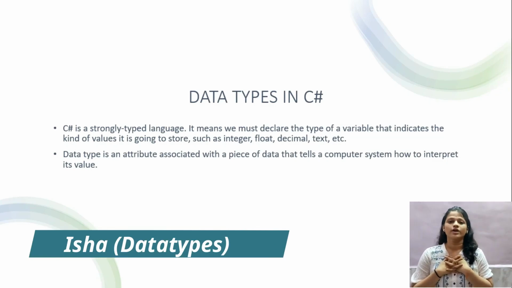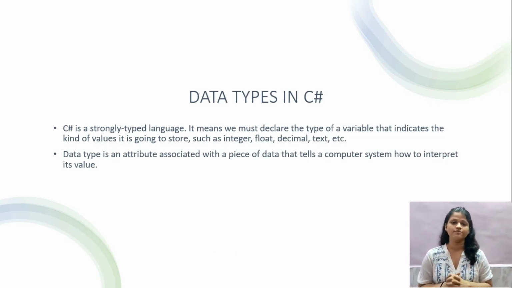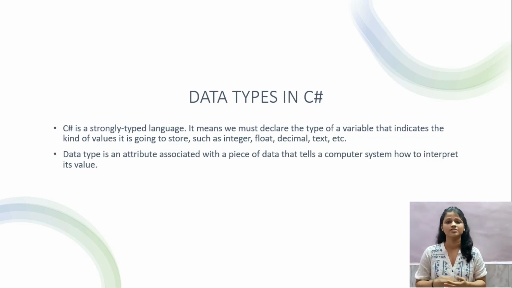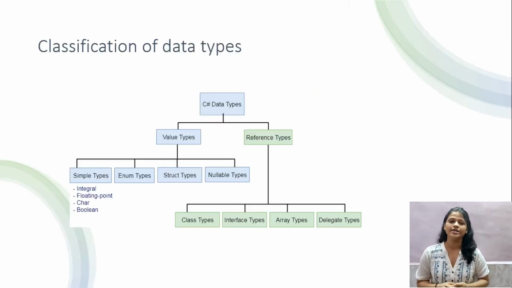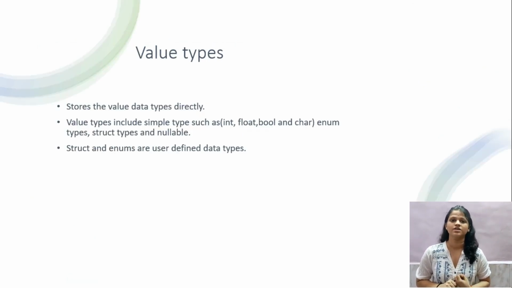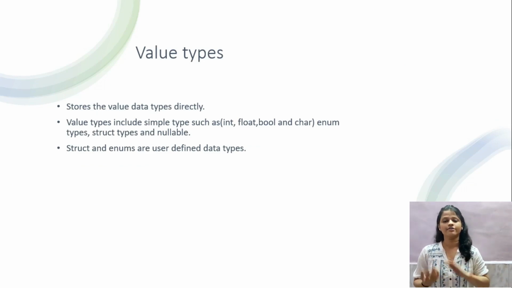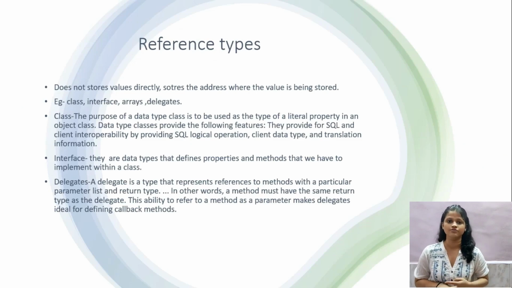Myself Bhogle. Today my topic is data types. So basically, what are data types? Data types are attributes associated with a piece of data which tell the computer how to interpret its value. Now we'll see the classification of data types. Data types are further classified into value types and reference types. In value types there are simple types, enums and structures. Structures and enums are user-defined data types. And in reference types there are classes, interfaces, delegates and arrays.